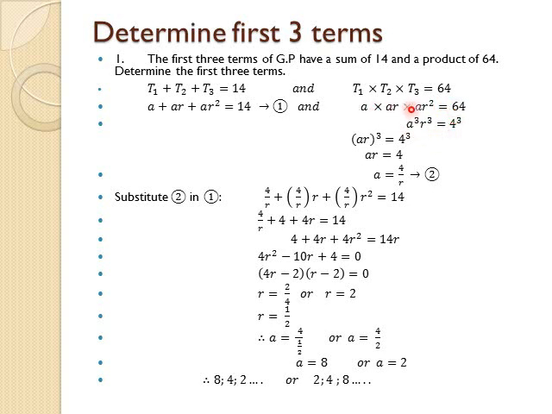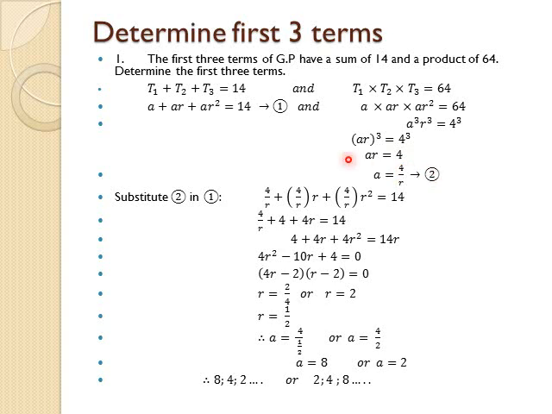A times A times A becomes A cubed, R times R squared becomes R cubed, and 64 can be written as 4 to the power 3. So the exponents are the same and I can drop the exponent. Taking 3 out as a common exponent, I have (AR) to the power 3 equals 4 to the power 3. So if I drop the 3s, AR equals 4. Make A the subject of the formula, so A equals 4 divided by R.